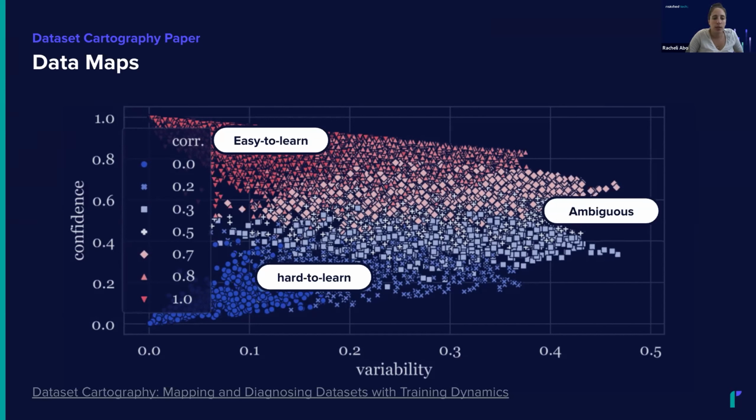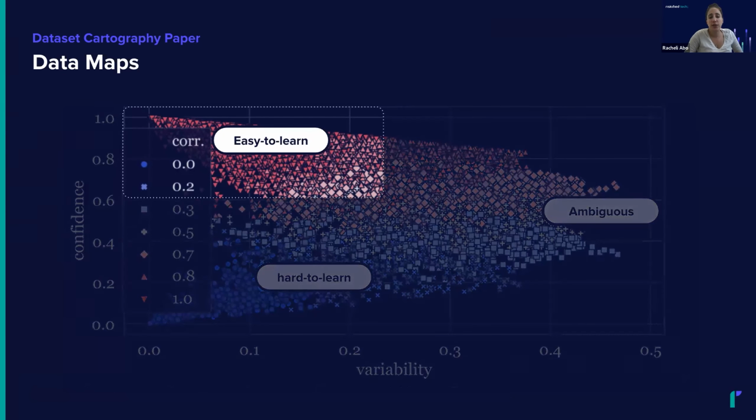Okay, so our first area of interest is the easy to learn. This is where all the easy to learn samples from before are being mapped to. We can see that confidence is high and variability is low, meaning the model is pretty confident about its decision and doesn't change its mind through the training process.